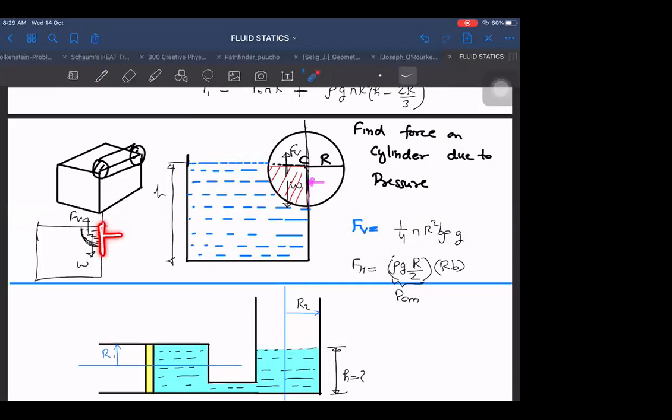This will not apply any vertical force on it. It will apply only horizontal force. As far as vertical forces are concerned, the existence or absence of this wall doesn't make any difference. It cannot apply any vertical force. Okay. Yes, sir.